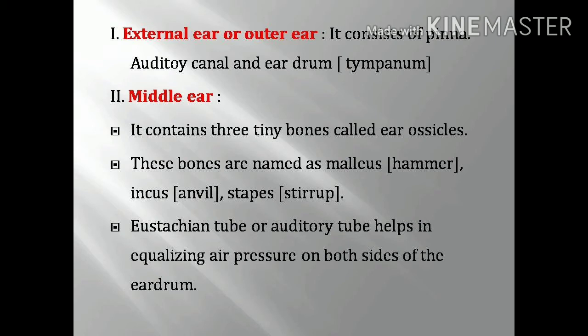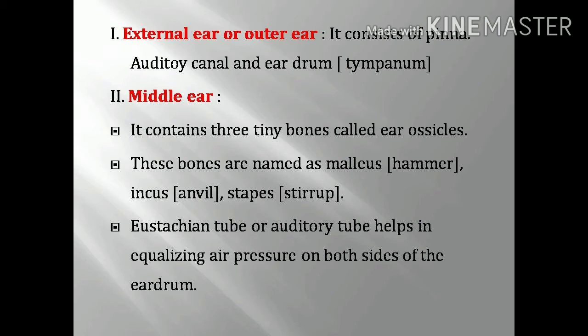The middle ear. The middle ear is a small air-filled cavity. It is separated from the external ear by the eardrum and from the internal ear by a thin bony partition which contains two small openings, namely oval window and round window.